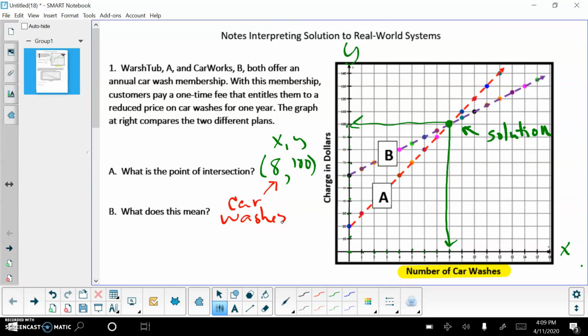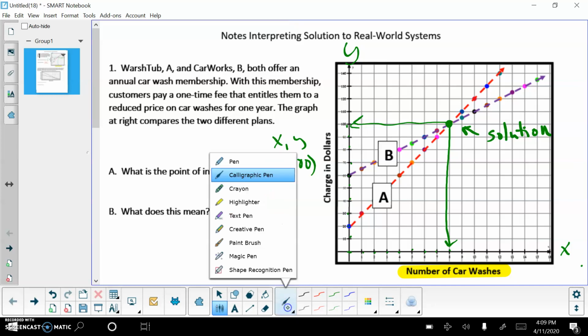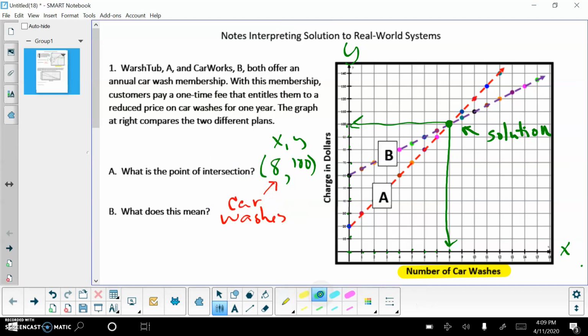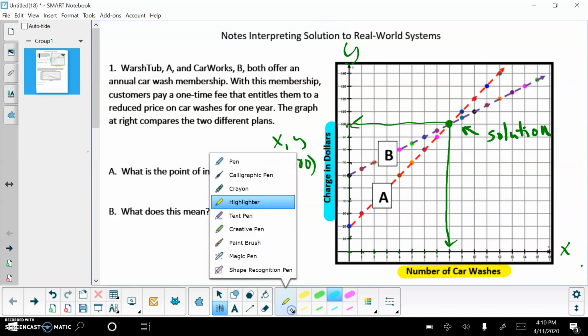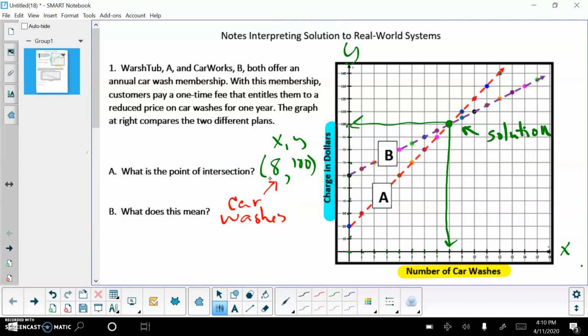Okay, and then I'm going to come over here and look at what my y number means. I'm going to do that in a different color, and I'm going to notice that my y-axis, the vertical up and down one, is charged in dollars. So that 100, which since that's a purple, I'm going to use the blue, that 100 is actually money, or it's dollars. I'm going to put a little dollar sign there.